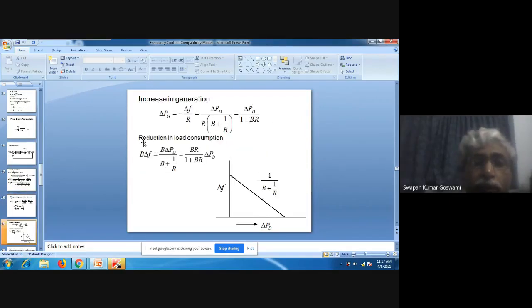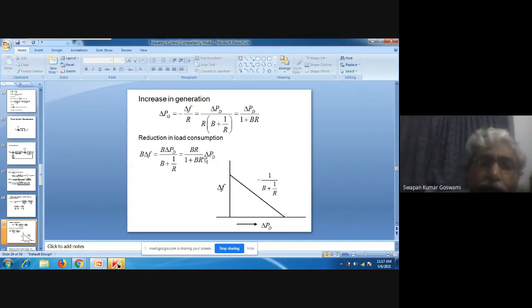So now, since the frequency is decreasing, the demand of the load also will be changing. The load will consume somewhat less power. How much less power? It will be into delta f, because B is del Pd by del f, meaning the change in demand by the load is del Pd by del f into delta f. So it is therefore B delta f. And what is the value of B delta f? We put the value of delta f. It is BR by 1 plus BR into Pd.